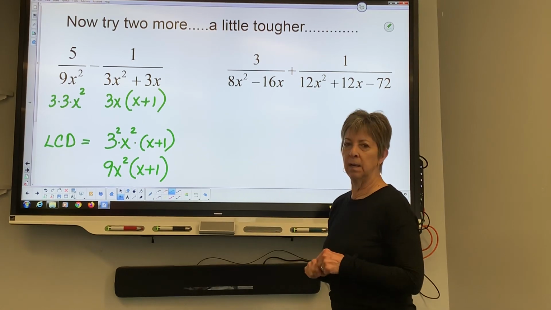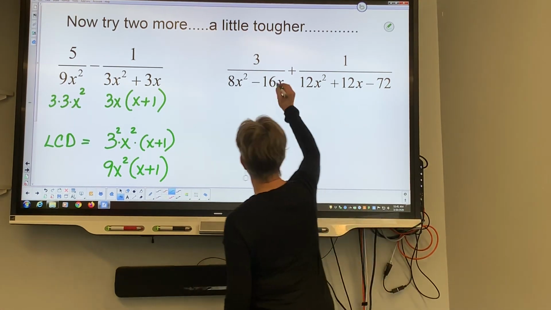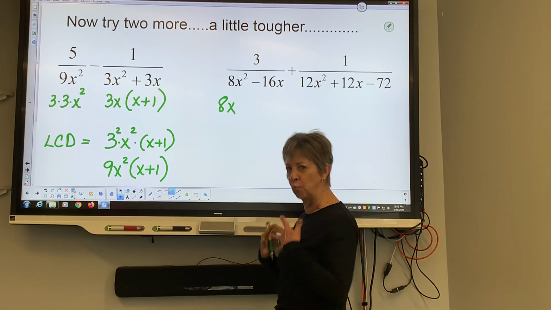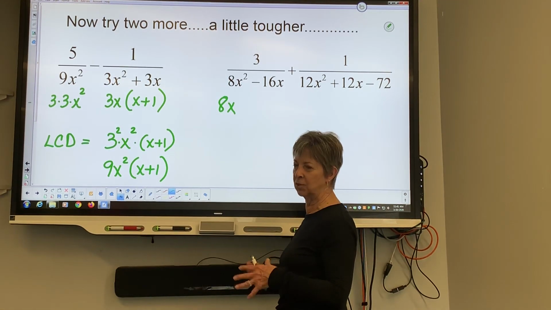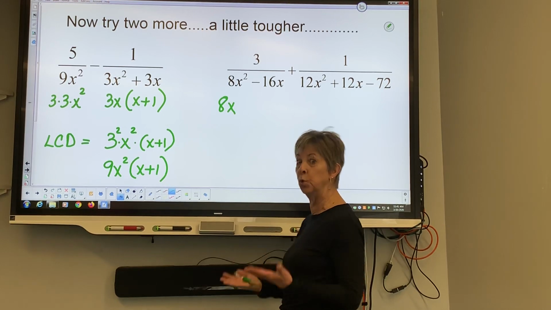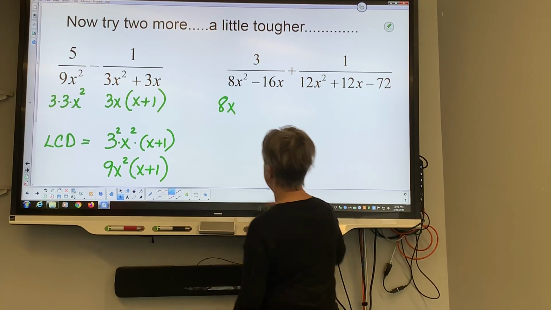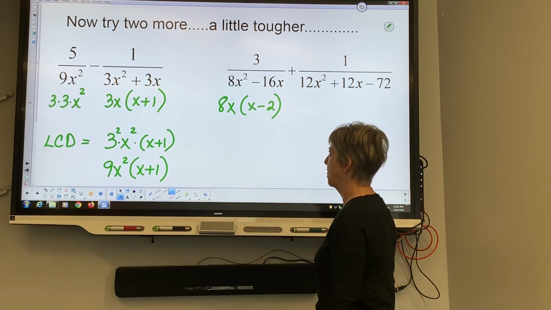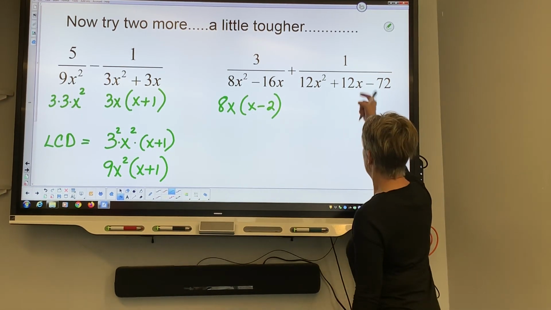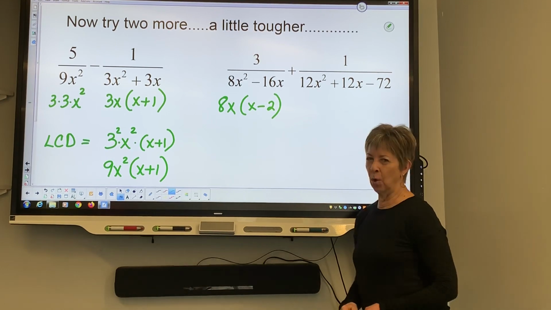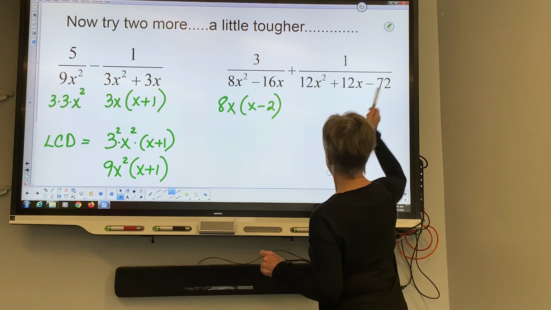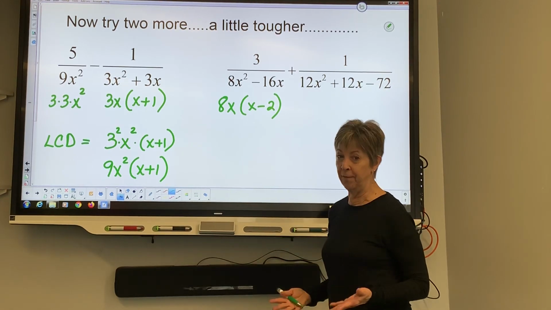I'm going to take a GCF out of this one. So that's going to be 8x. And remember, always take the greatest common factor out, not just a common factor. So not just 2 or 2x, but 8x. And that's going to leave x minus 2. Okay? Now over here, that trinomial is going to be a pain to factor with that 12 there and that 72 because they have a lot of factors.